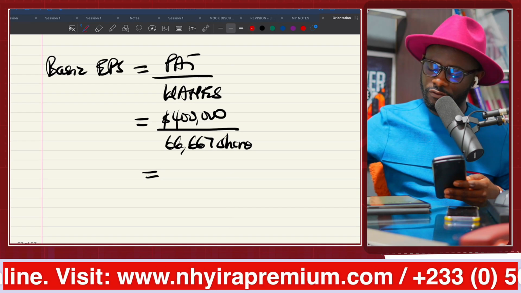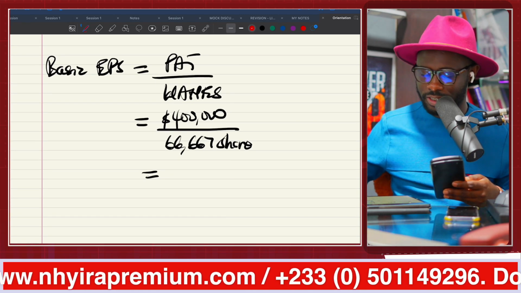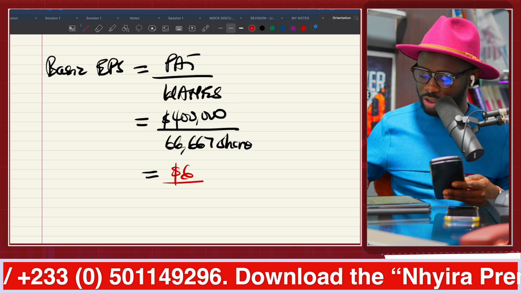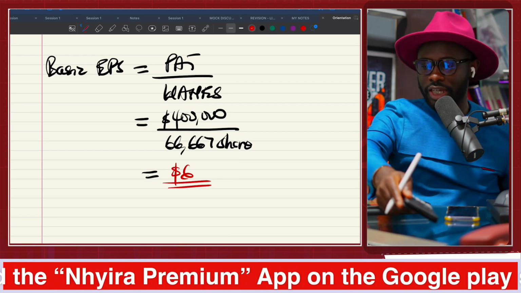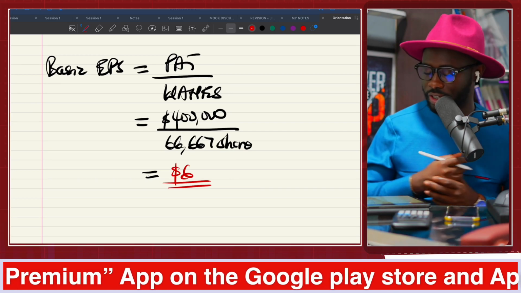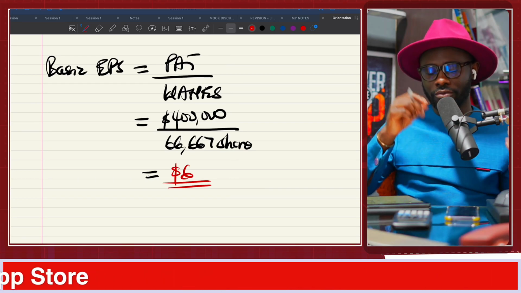I'm getting 5.9, probably $6, because it's 5.9997. So we can round it up and make it just $6 in that particular case. So that's how we deal with a bonus issue.